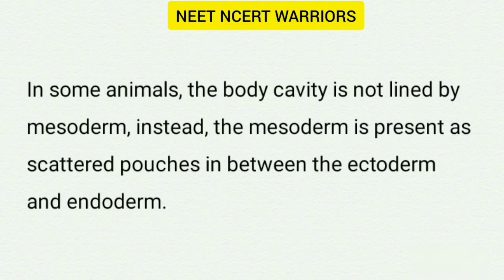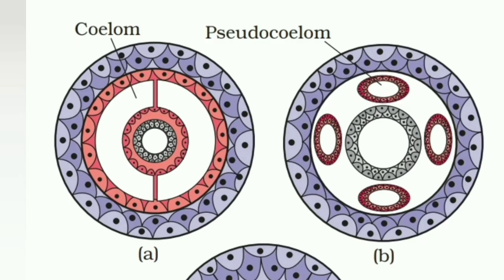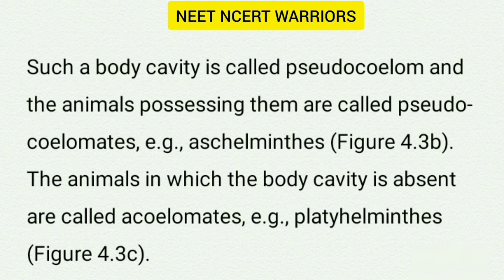In some animals, the body cavity is not lined by mesoderm. Instead, the mesoderm is present as scattered pouches in between the ectoderm and endoderm. Such a body cavity is called pseudocoelom, and the animals possessing them are called pseudocoelomates. Example: Aschelminthes. You can see in figure 4.3b. The animals in which the body cavity is absent are called acoelomates. Example: Platyhelminthes. You can see in figure 4.3c.